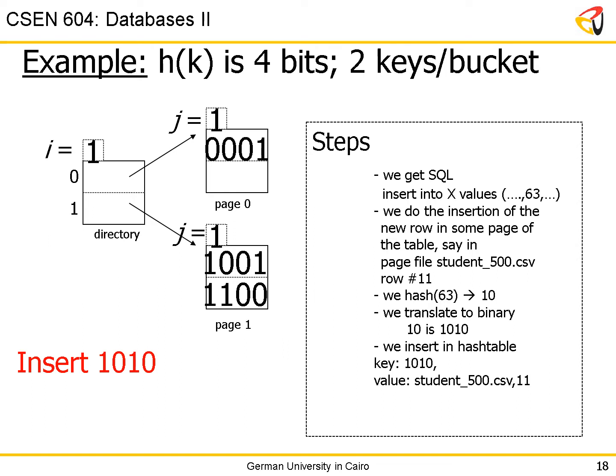And to my surprise, when I actually load it, I find that the page is full. I have in there 1001 and 1100. And the J is 1, which means that the entries here must agree on the leftmost bit, only one bit. For sure they agree, as you see, the first one is 1 and the second one has 1 also at the leftmost bit.